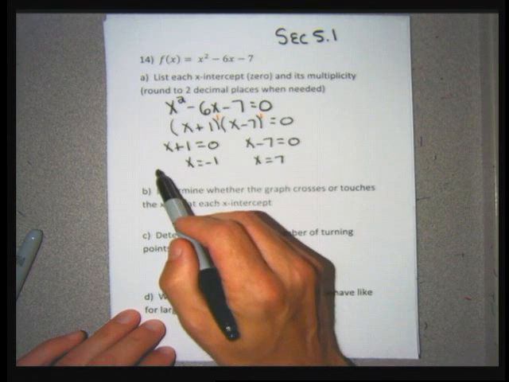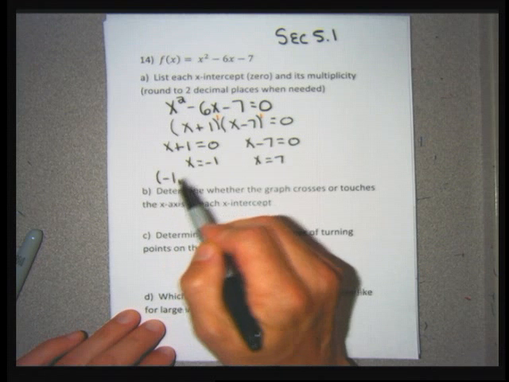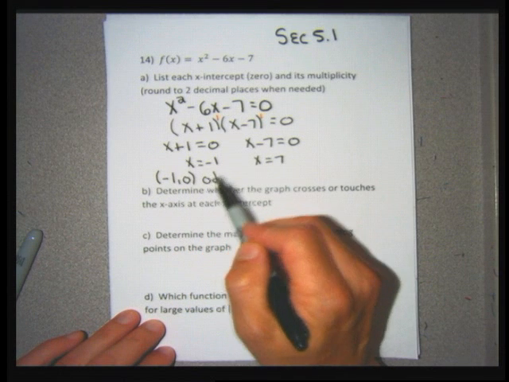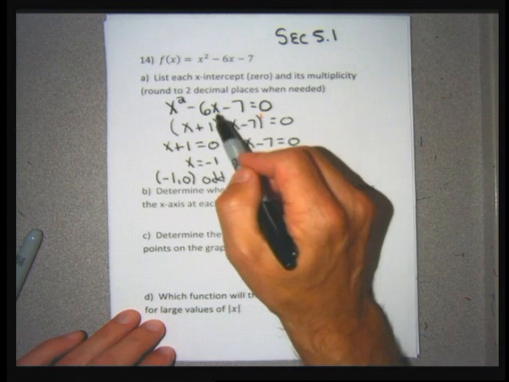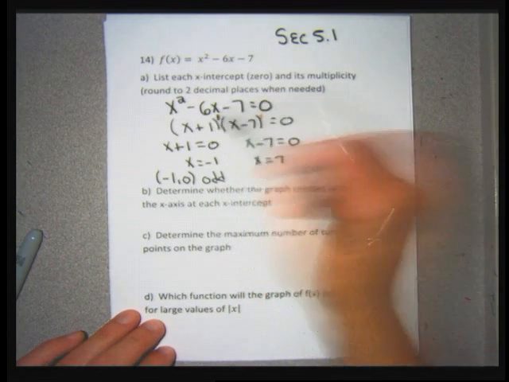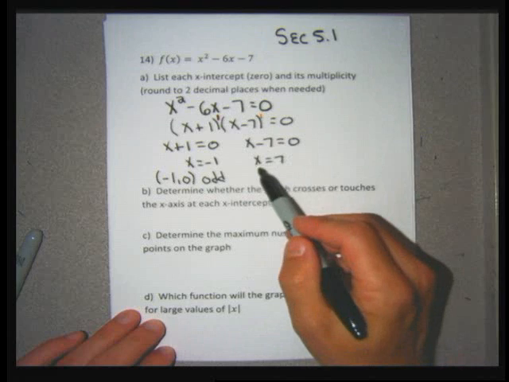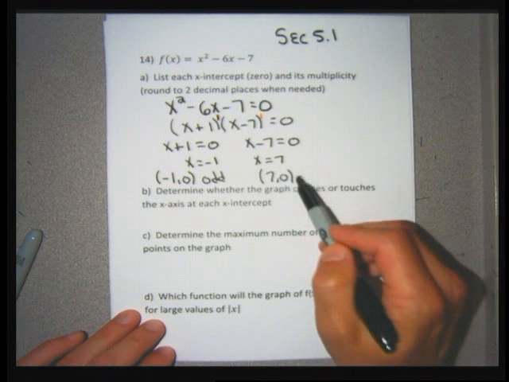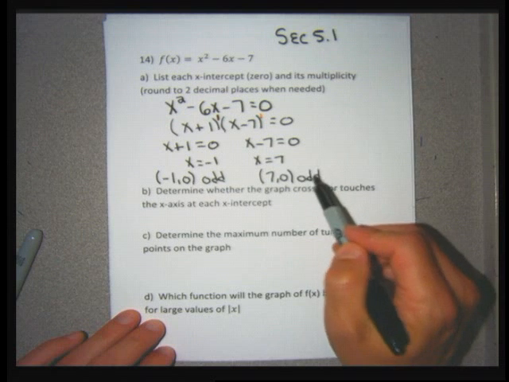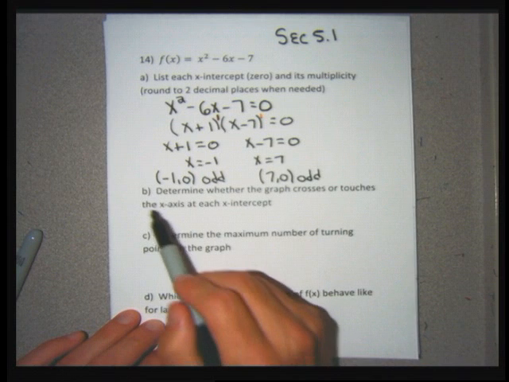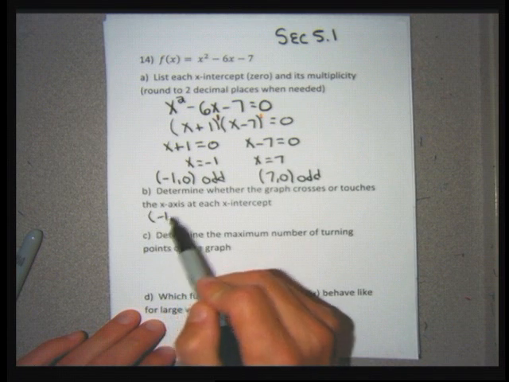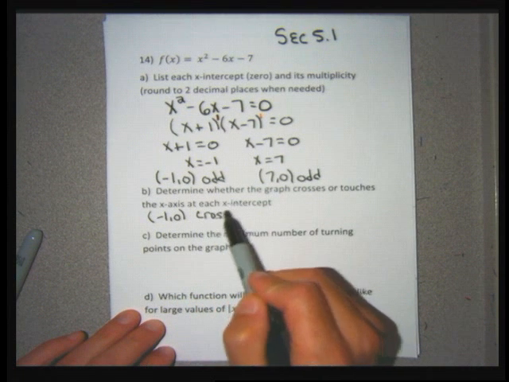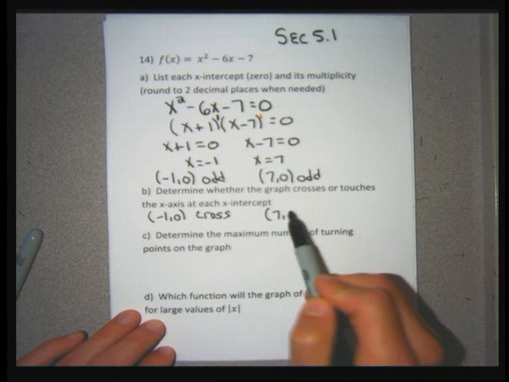So that gives me x-intercepts of negative 1, 0, and that has odd multiplicity because the parentheses that the intercept came from has an exponent of 1, which is an odd number. And the other x-intercept is going to be 7, 0. That also has odd multiplicity. So at both of the intercepts, the graph is going to cross the x-axis as opposed to just touch.